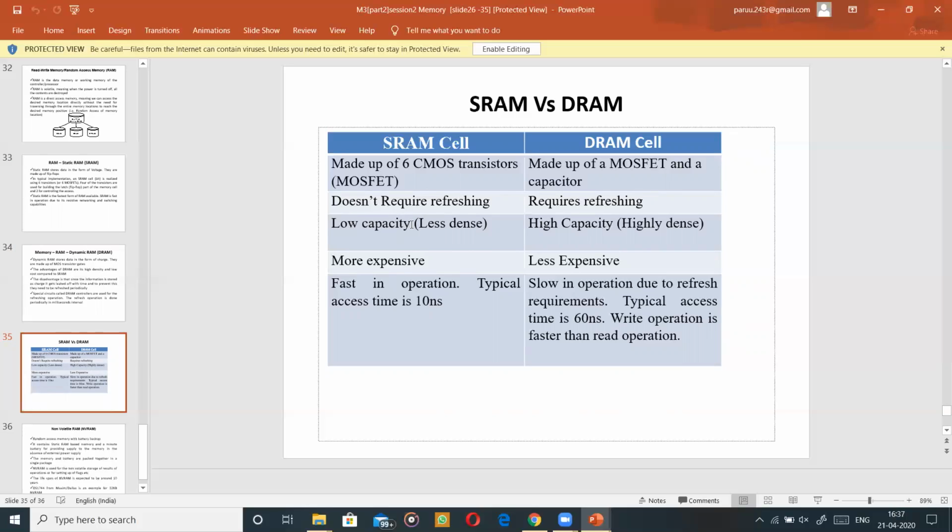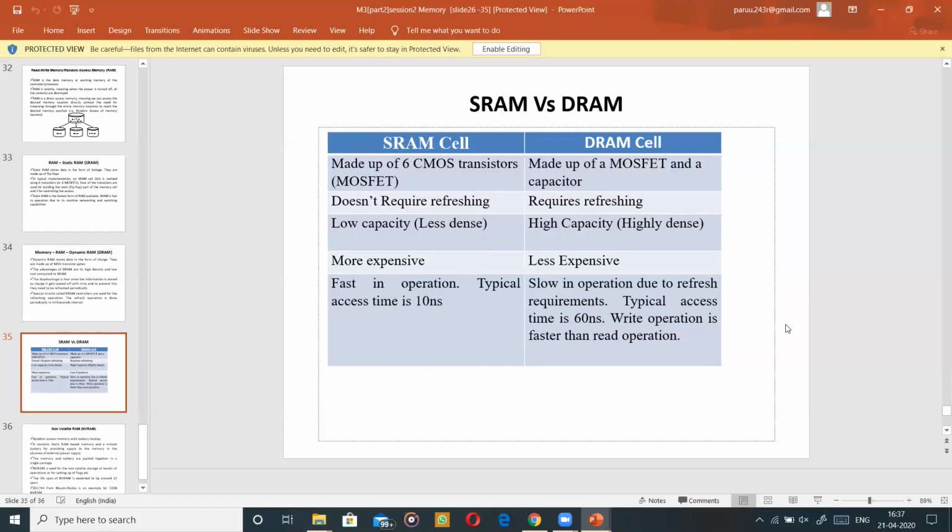SRAM is a low capacity, means it cannot hold larger data, whereas DRAM can hold high capacity of data. And SRAMs are more expensive because of the technology used, and DRAMs are less expensive, again because of the technology used. In case of SRAM, it is fast in operation. Access time is 10 nanoseconds. In case of DRAM, it is very slow and the access time is 60 nanoseconds. Comparatively, it takes more time. So write operation is faster than read operation in case of DRAM.